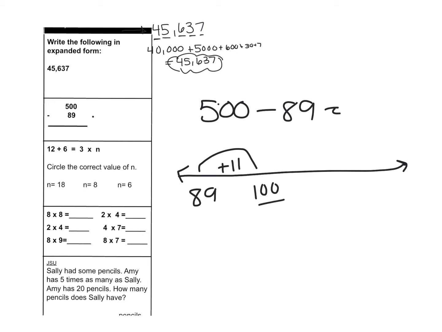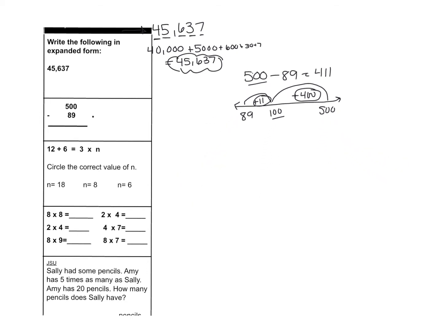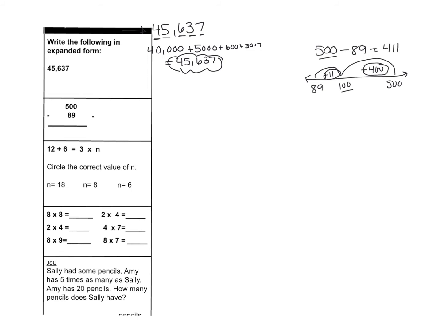And between 100 and 500, I know is a giant jump of 400, which gets me to 500. Now I can see I did a 400 jump and an 11 jump. So 500 minus 89 would be 411. So I used addition to solve that subtraction question using that strategy. If you used a different strategy and still got 411, then that's fine too.